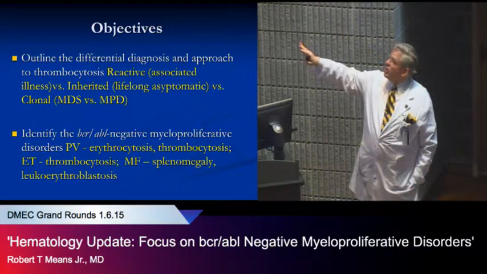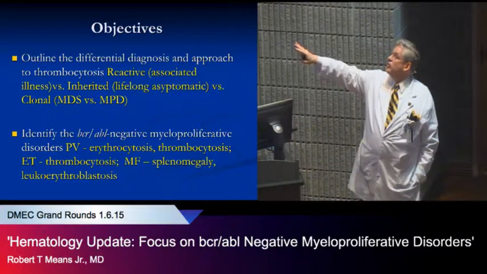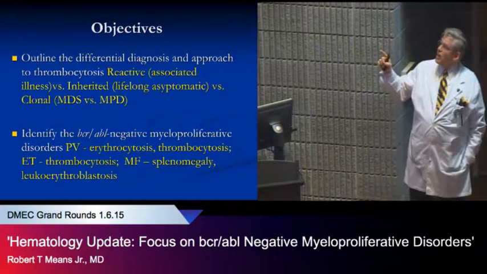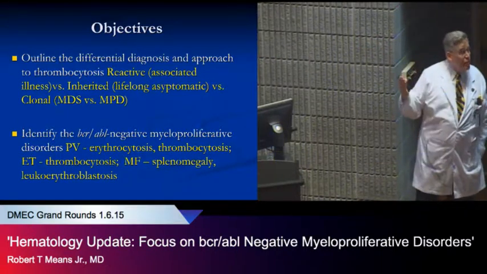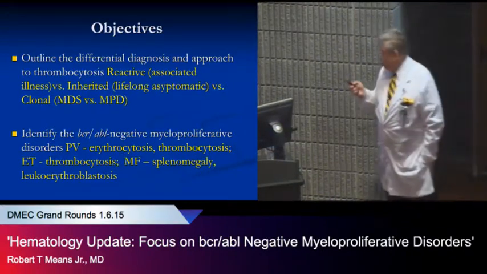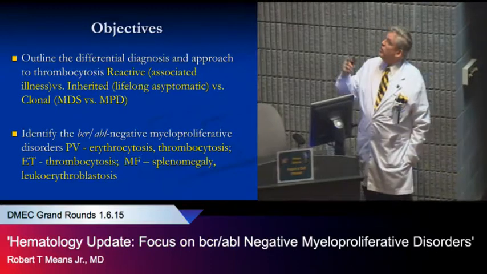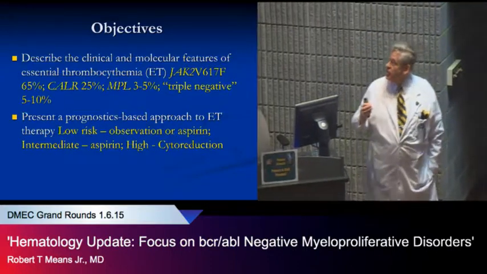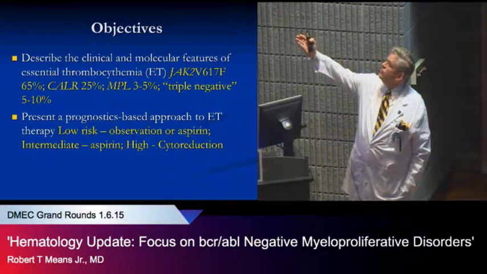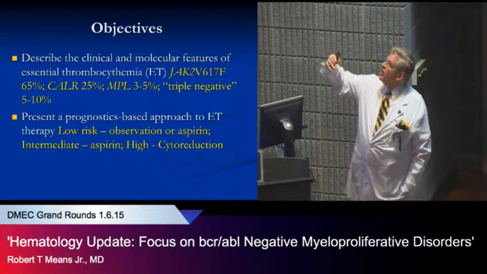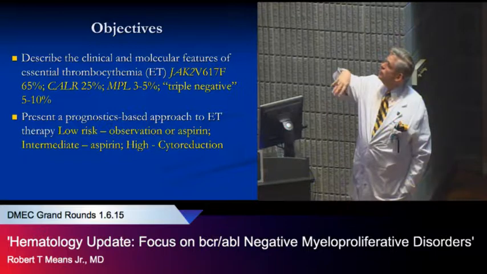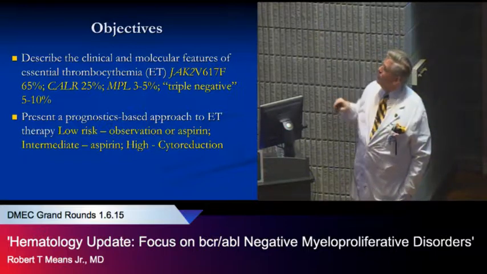What are the BCR-ABL negative myeloproliferative disorders? Polycythemia vera typically has erythrocytosis and thrombocytosis, with erythrocytosis dominant. Essential thrombocythemia, primarily thrombocytosis. Myelofibrosis has splenomegaly and leukoerythroblastosis. What are the clinical and molecular features? We talked a little bit about the clinical features just now. In essential thrombocythemia, 65% are JAK2 mutation positive, about a quarter calreticulin positive, some thrombopoietin receptor abnormal, and a small number of triple negatives.